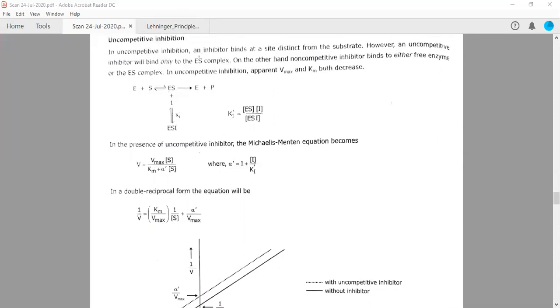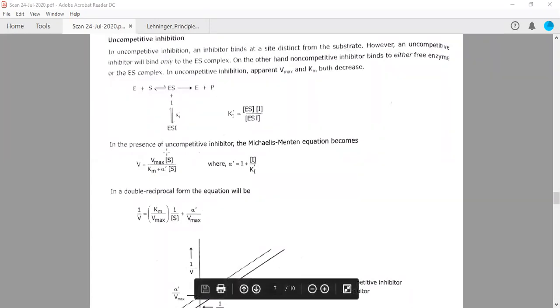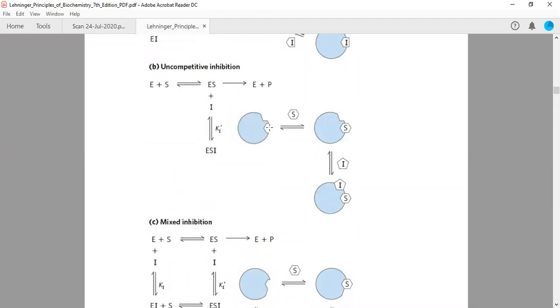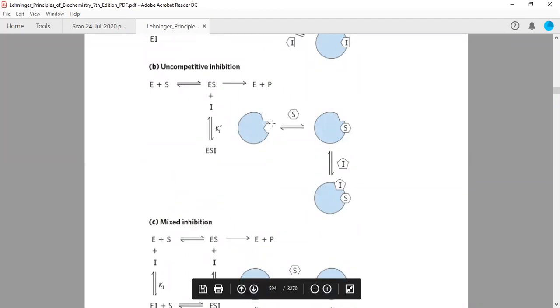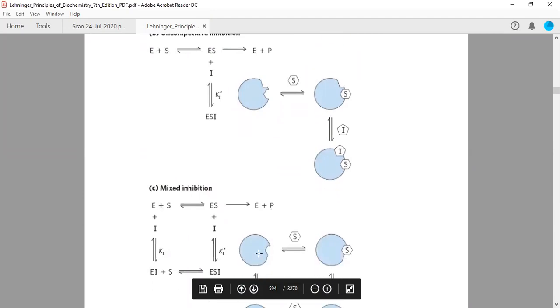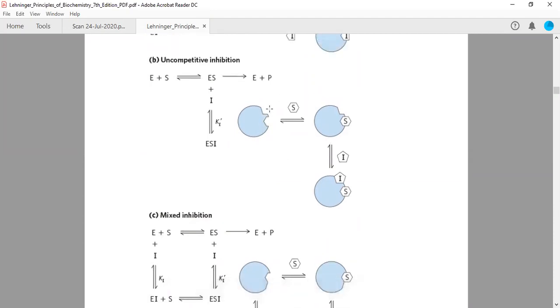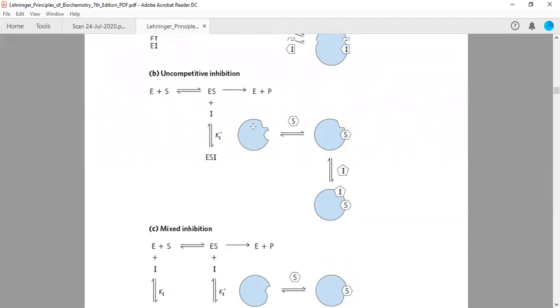Okay, so in uncompetitive inhibition, an inhibitor binds at a site which is distinct from the substrate. It is different from the substrate, obviously. And you can see it is also given here. There are two sites, one for the substrate, one for the inhibitor, and they have some gap. Whereas in mixed inhibition, there is no gap between these sites, therefore they will influence each other. Here they have some gap, but the inhibitor will not bind until the substrate binds, and it will lead to some conformational change in the overall enzyme so that the inhibitor can bind more effectively with this particular enzyme.